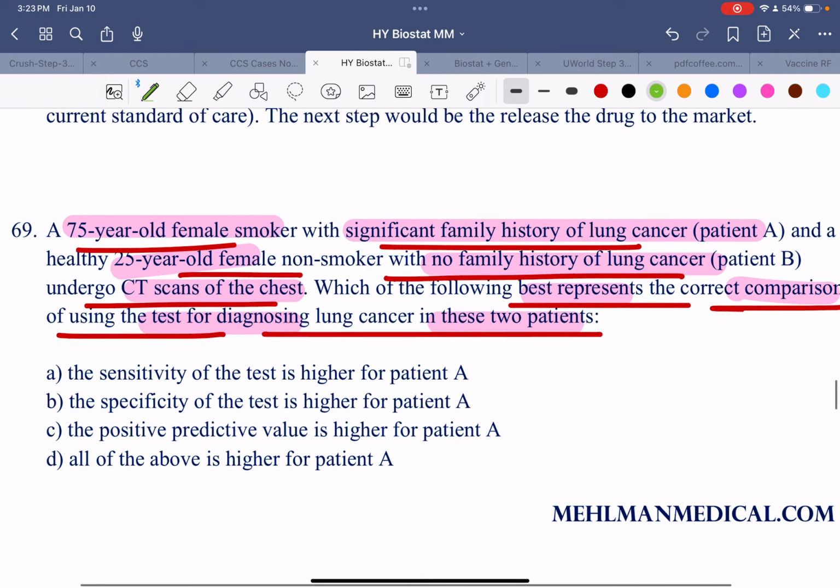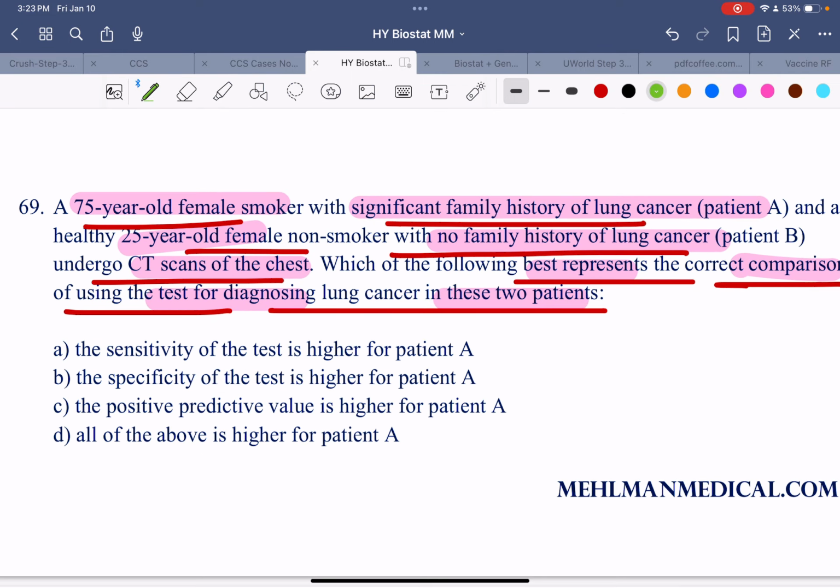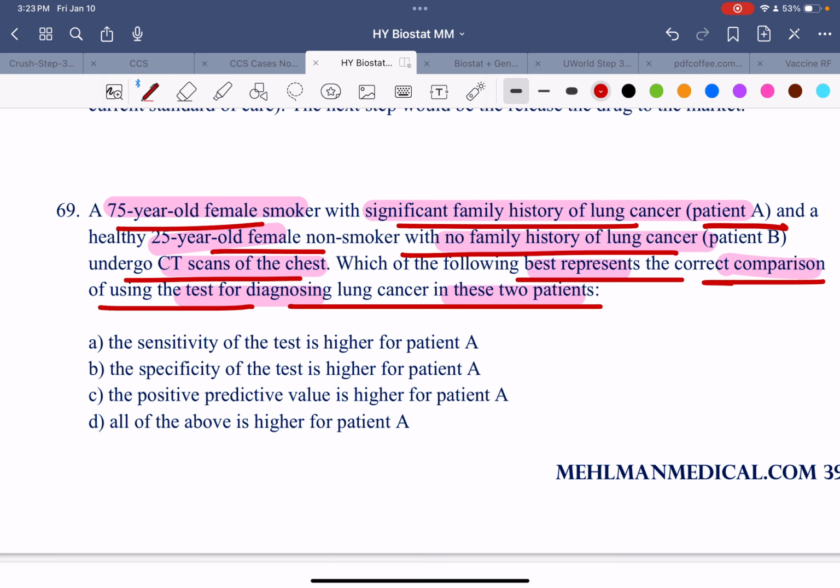So question number 69. If there is a 75-year-old female smoker, she has significant family history of lung cancer. And there's a 25-year-old female smoker who has no family history of lung cancer. She is patient B. And they both undergo CT scans. Which of the following best represents the comparison for using the test for diagnosing lung cancer in the two patients?